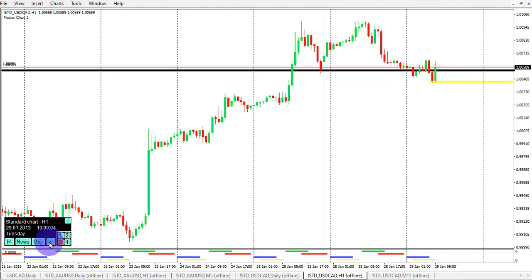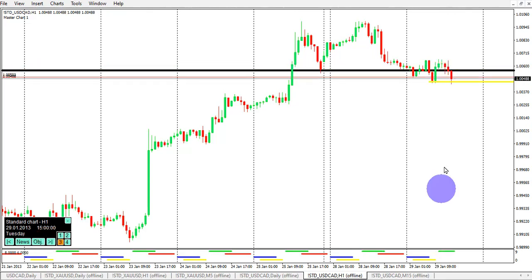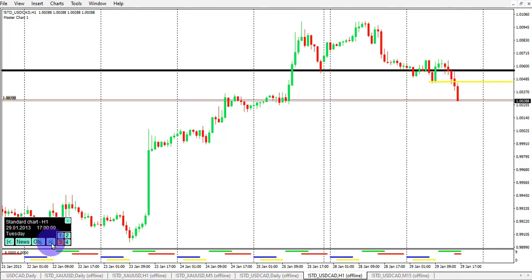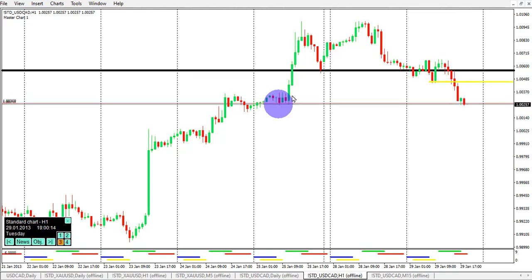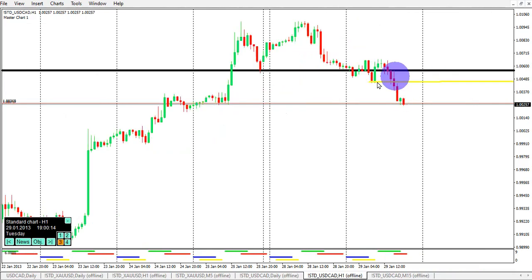Okay, that was London session taking out the high of New York session right here with a very small wick. That by itself is a setup. All right, so we see a continued breakdown. So finally, this price low has been taken out. Now, yes, that's the reason why I marked this out before.